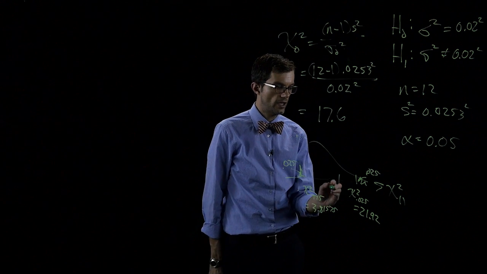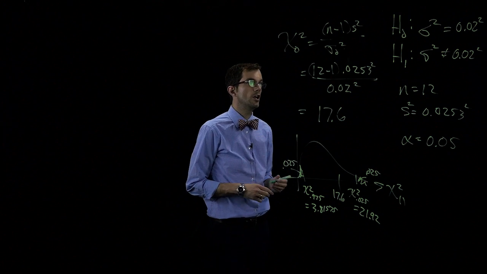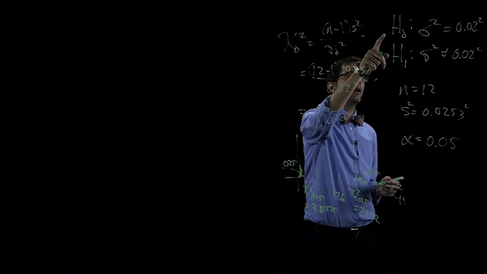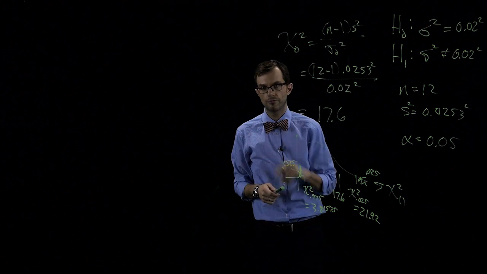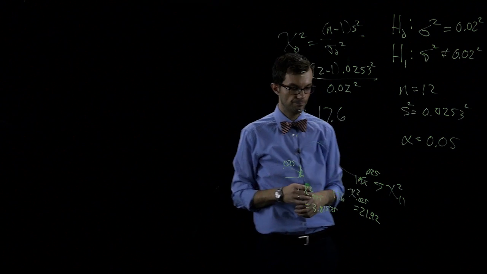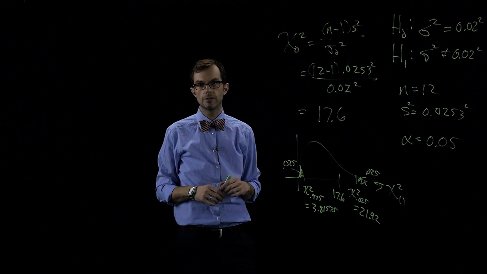Our test statistic lies right about there. It lies in the non-rejection region. So we don't reject the null with 95% confidence, and we conclude that the variability is just right. It's not too big, it's not too small, it's right where we want it to be. So we don't reject the null with 95% confidence.